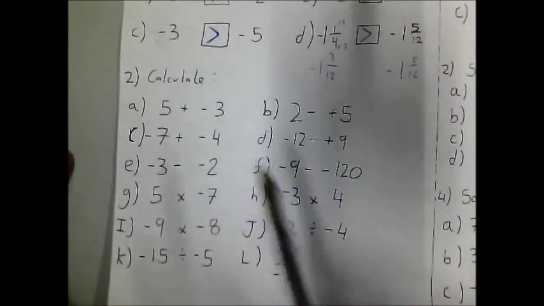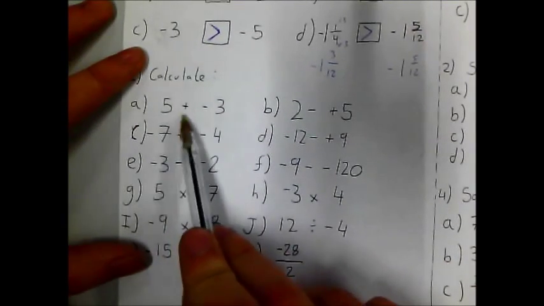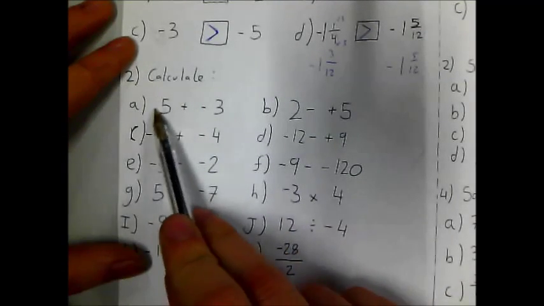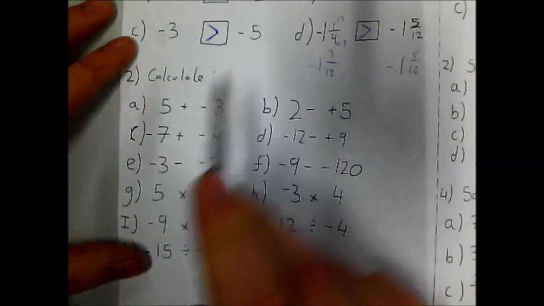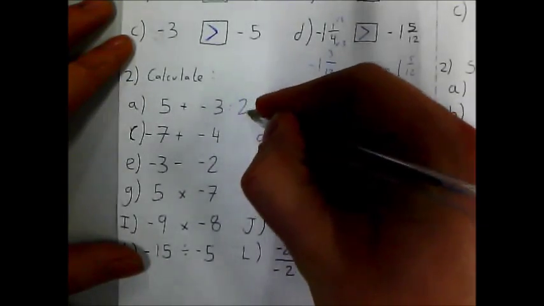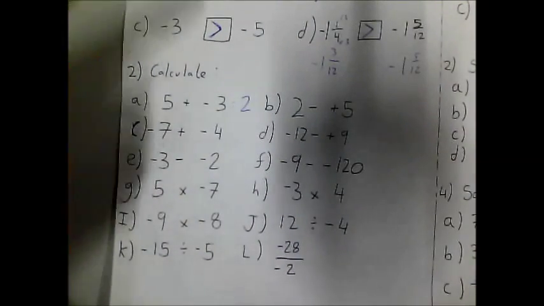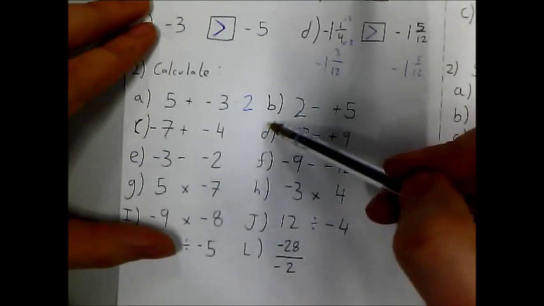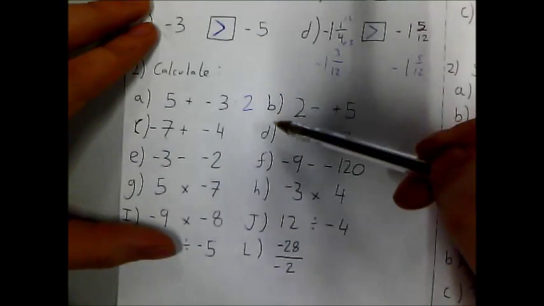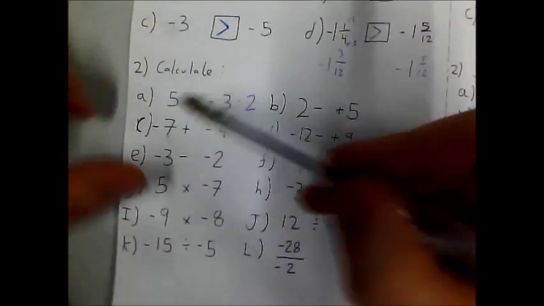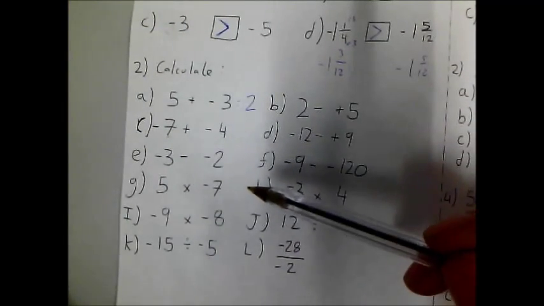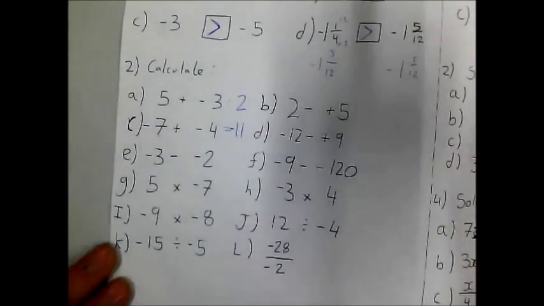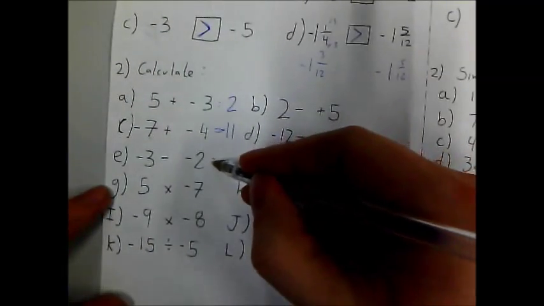Okay, next ones. 5 add -3. If I add a negative number, my number goes down. So 5 down by 3 is equal to 2. Okay, 5, 4, 3, 2. Okay, -7 add -4. Again, adding negative numbers makes it go down. So -7, -8, -9, -10, -11 is down 4 places.